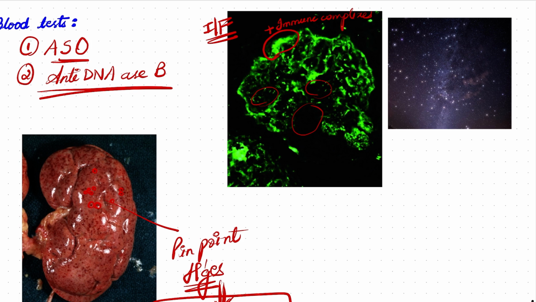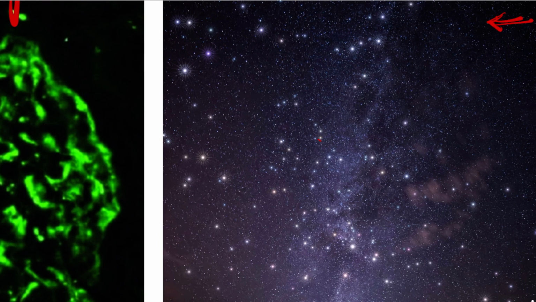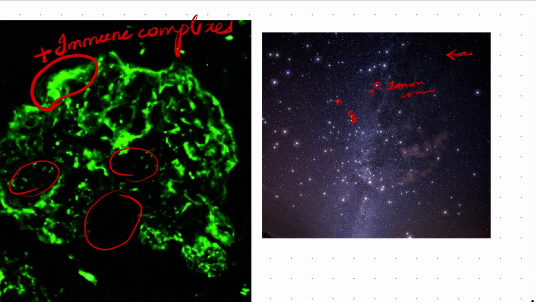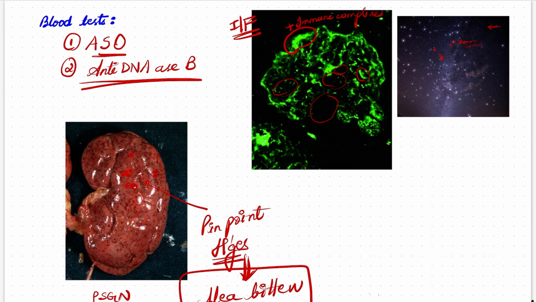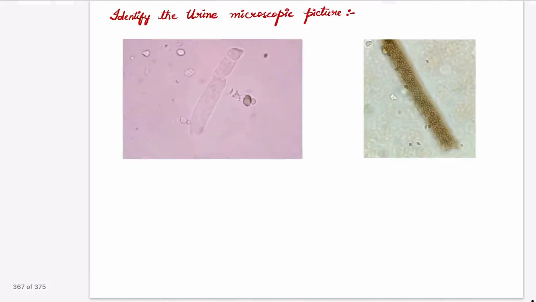So it appears like a starry sky. The dark sky is the lack of complement. The shining stars are the immune complexes, hence the name starry sky. Stars represent the complement deposition, and the dark sky is nothing but lack of complement deposition. This is about the immunofluorescence of PSGN.